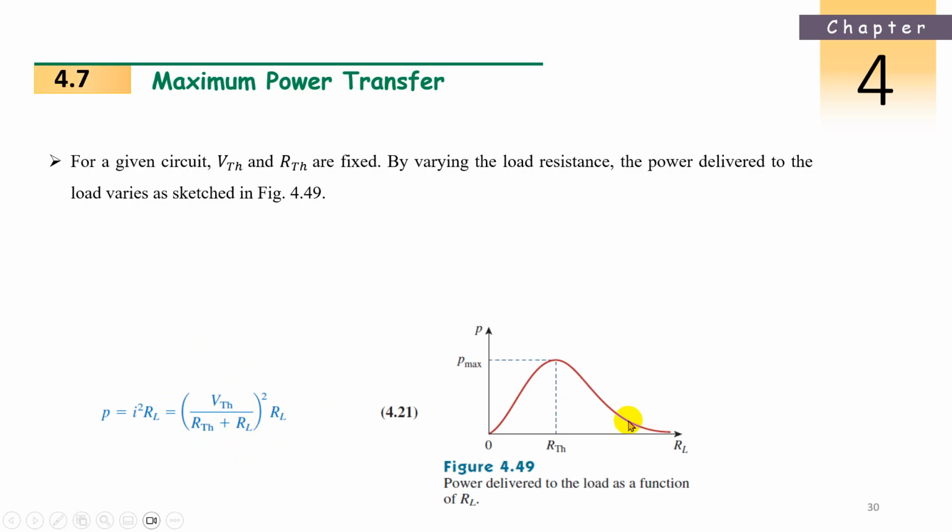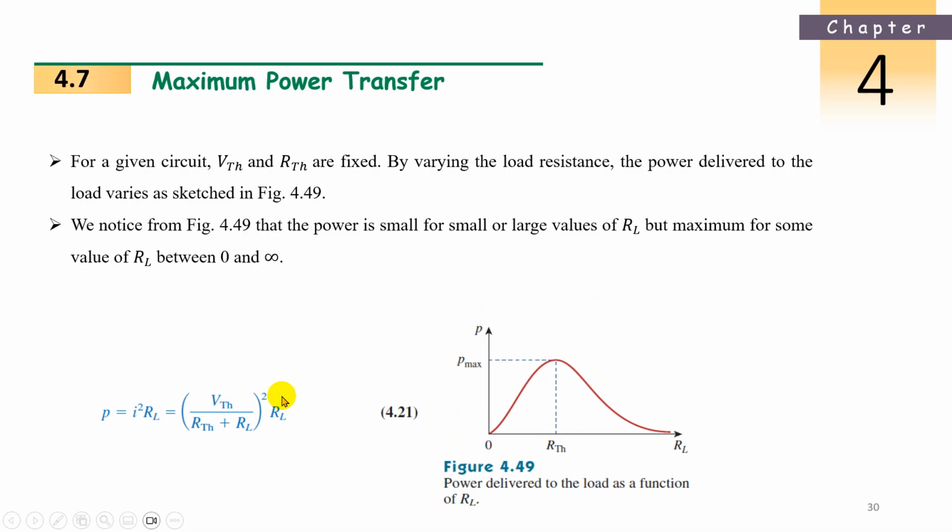Okay, you can find out, no problem. In the example also we can show it. So at the point where RL equals R Thevenin's, at that point only the power is maximum. This graph is very important. This is the maximum power transfer graph. If you are asked to draw, you have to draw this one. Now we notice that the power is small for small or large values of RL, but maximum for some value of RL between 0 and infinity. Between 0 and infinity it will be very small, but here it is maximum.